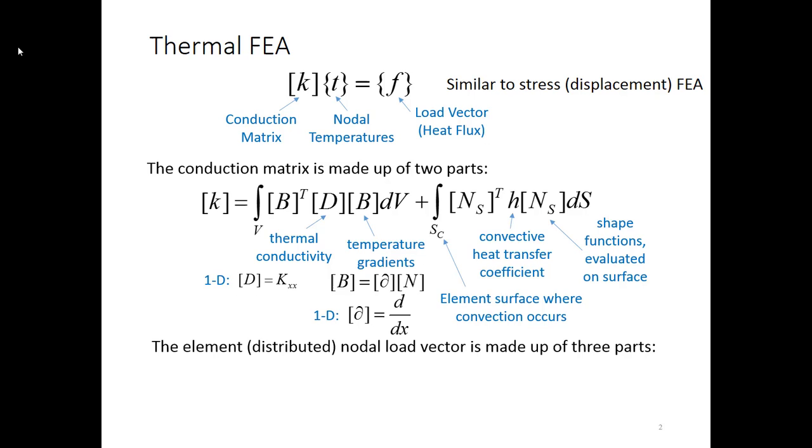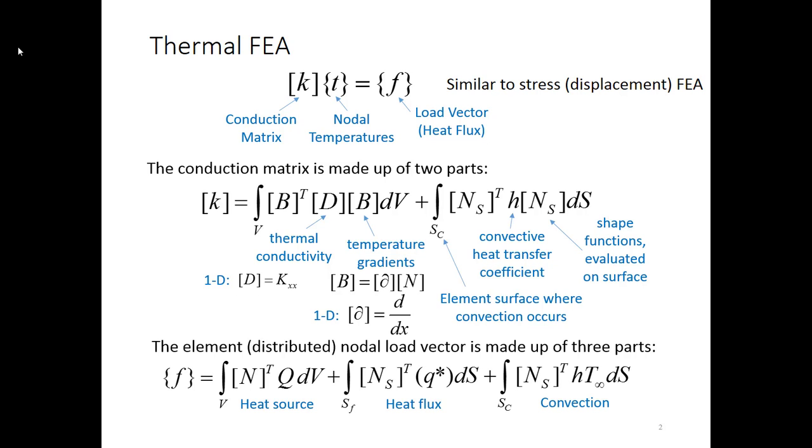The right-hand side of the equation, the nodal load vector, is made up of, well, initially there's a distributed piece of that, and then there are point loads. So the distributed piece is made up of three parts. You've got heat sources, heat fluxes, and convection. This is the other half of the convection equation where we're looking at the far field temperature T infinity. So again, as a reminder, any point heat fluxes, point loads are going to be added at the assembly step, not as part of this distributed elemental nodal force vector.